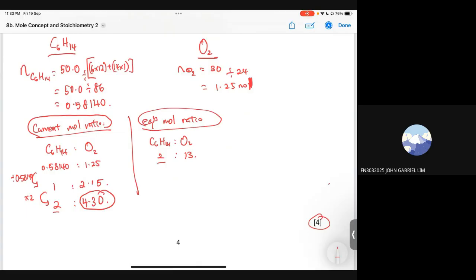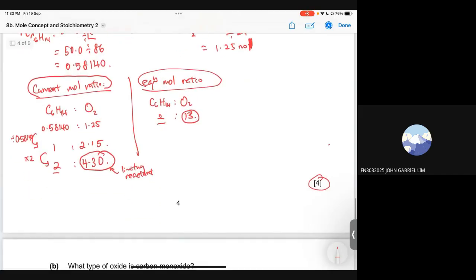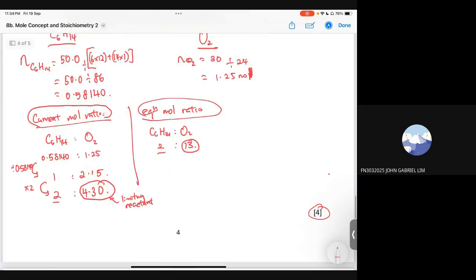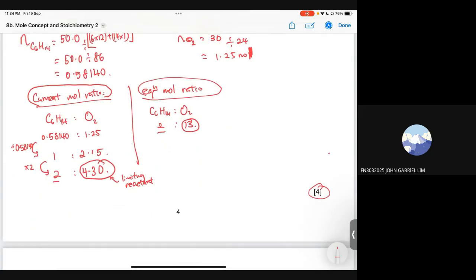The equation tells me I need 13 moles of O2 to react with 2 moles of C6H14. What does it tell you about the current amount of O2? This guy here is not enough. If not enough, it must be the limiting reactant. So to determine the limiting reactant is actually a very logical thing. You just look at it, it will make sense. So if this is the limiting reactant, then I will use O2.